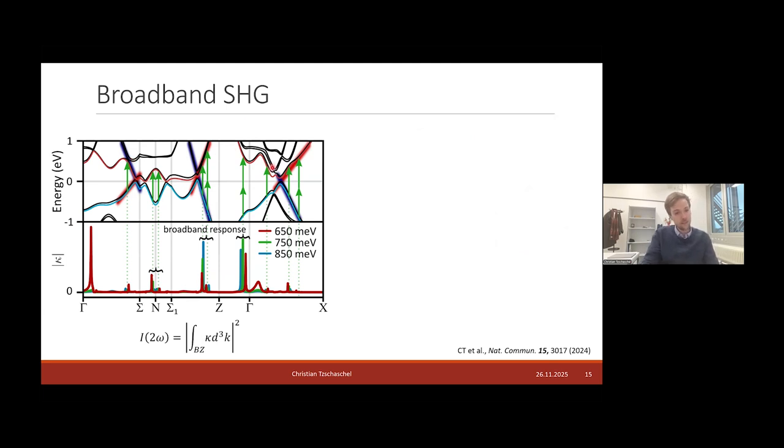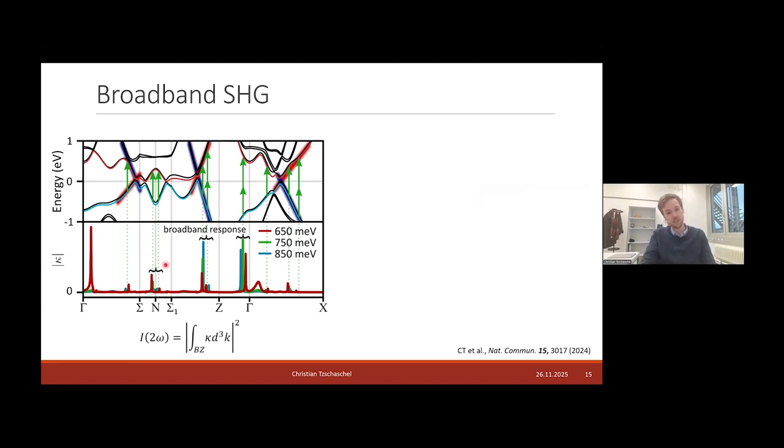And then in DFT, you can also calculate the SHG response of the material. Essentially, the SHG intensity that would come out can be expressed as a Brillouin zone integral over some quantity that we label here kappa, absolute value squared. And kappa is essentially something like a k-space resolved nonlinear optical susceptibility. So by looking at the absolute value of kappa, we can get an impression where the relevant electronic states are that contribute to our SHG response.